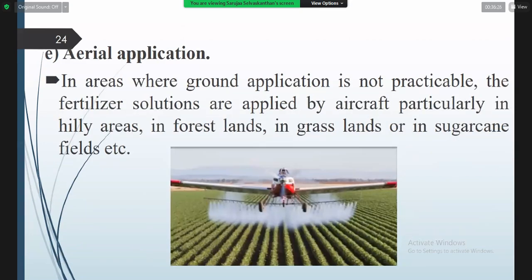Then this one is aerial application, using aircraft, but this method is not used in our country because the cost of production is high and more pellets are needed. It is used in some forest land, grassland, or sugarcane cultivation. In sugarcane we can't go inside because the leaves are very sharp and damage our body. So we can use this method in sugarcane, grassland and some forest land. This is aerial application.